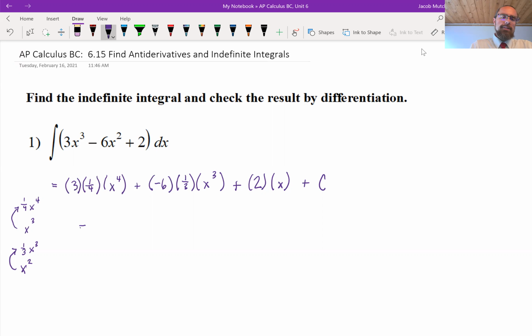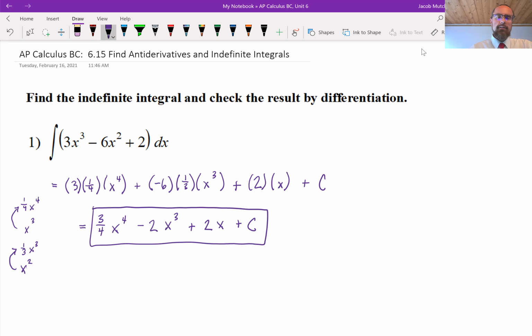We'll clean this up by simplifying. So this is going to be 3/4 x to the power of 4. Negative 6 times 1/3 is minus 2 x cubed plus 2x plus c. And I'll go ahead and box that as our answer for the integral.